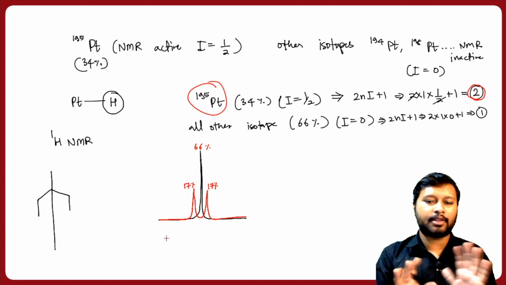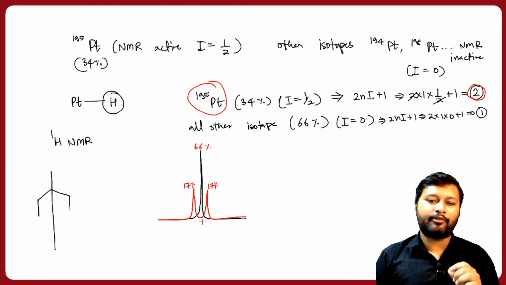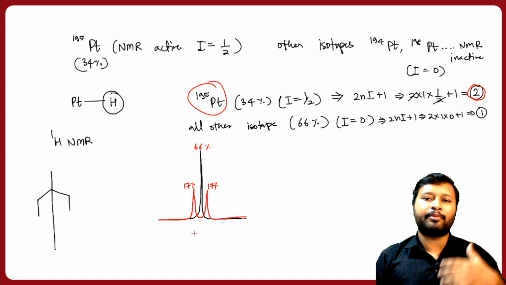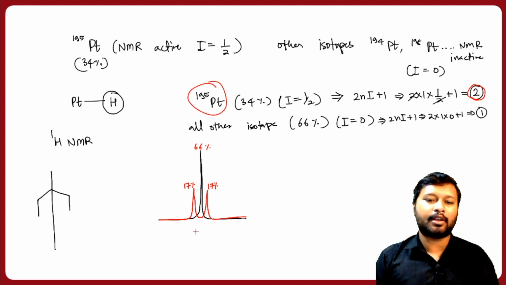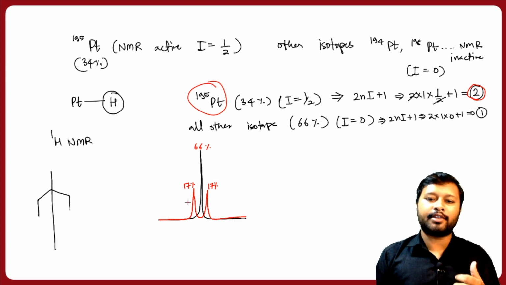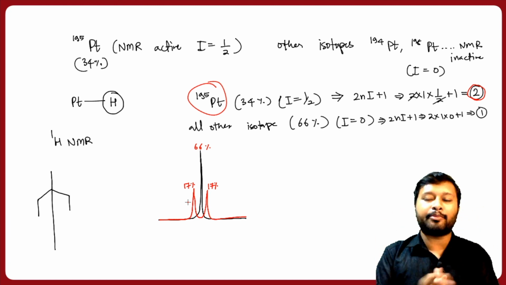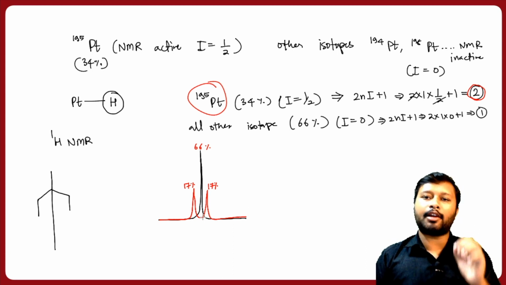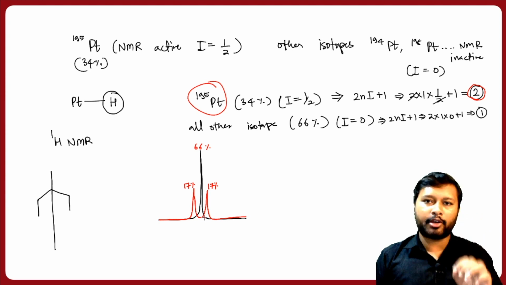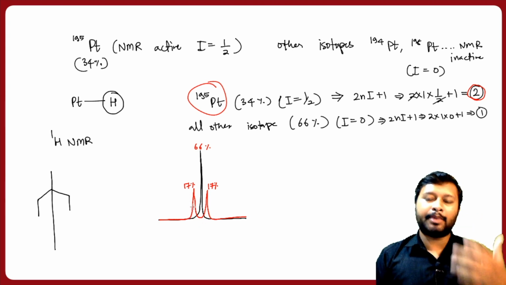Now a few things which I just want to explain over here. First thing is why both of these platinum are going to give a peak at the same position. That is because the chemical environment around this platinum is the same. Both the platinum are in the same chemical environment. It is just the difference of their I values and their abundance which is causing them to show two different types of peak, but the position where they show that peak depends upon the chemical environment around it, and since that is the same, both of them are going to give a peak at the exact same point.